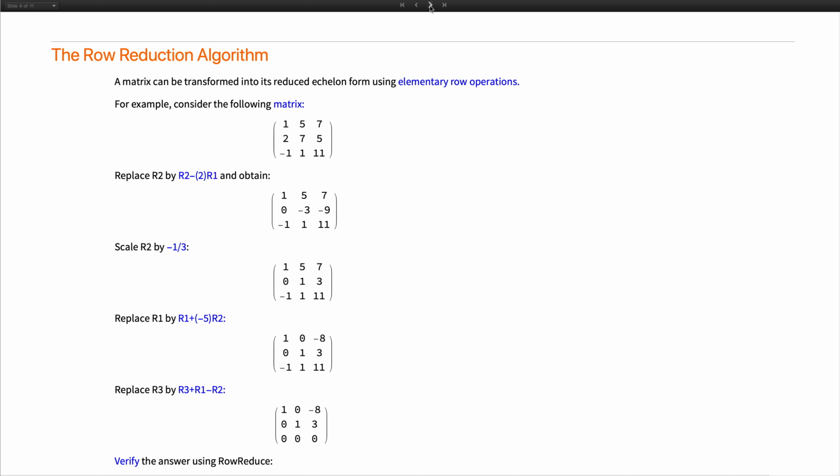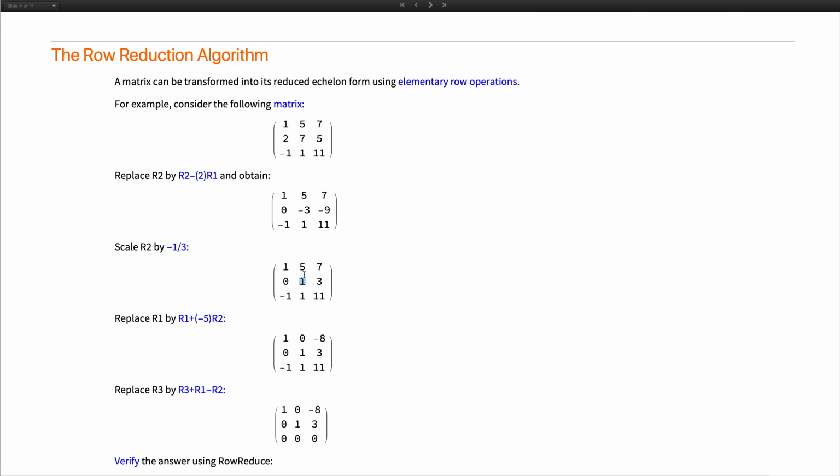Before going into RowReduce, let's just look at an example of how you might actually find the reduced echelon form using elementary row operations, just by manipulating the rows. So here's a matrix. You want to reduce it to echelon form. What you do is you take the second row, R2, and do R2 minus twice R1. So that becomes 0 over here. And then after that, you divide by -3 to get that to be a 1. The -3 becomes a 1.